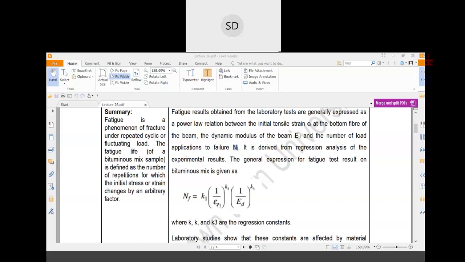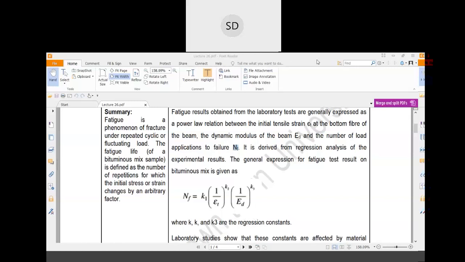Epsilon t is nothing but your tensile strain to the power K2 into 1 by E_D, where E_D is the dynamic modulus of the beam. Modulus here means modulus of elasticity or modulus of rigidity of the beam, to the power K3. Now here K1, K2 and K3 are the regression constants. Whenever you go for regression analysis, you will find some constants. These constants are called regression constants.